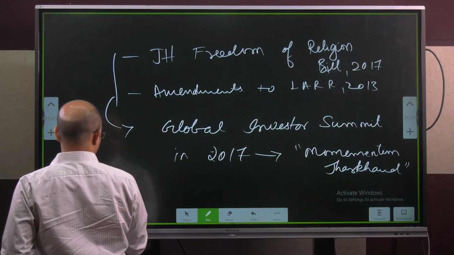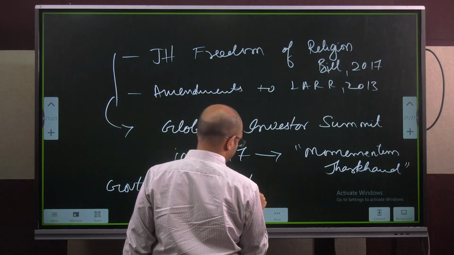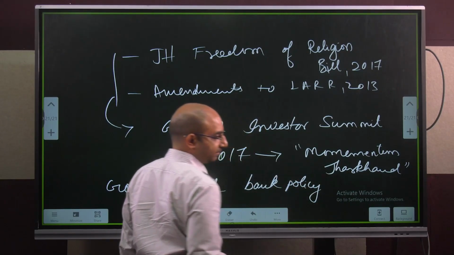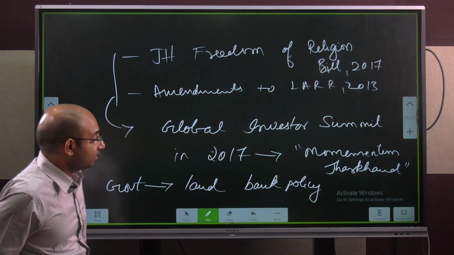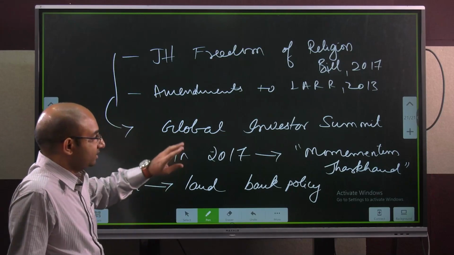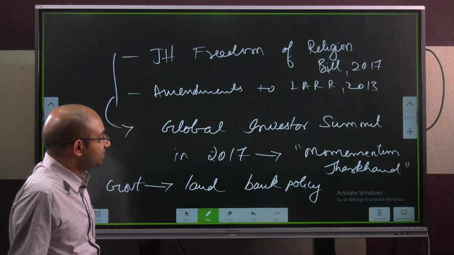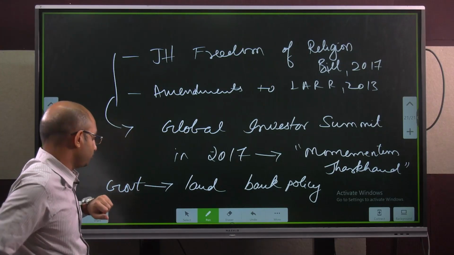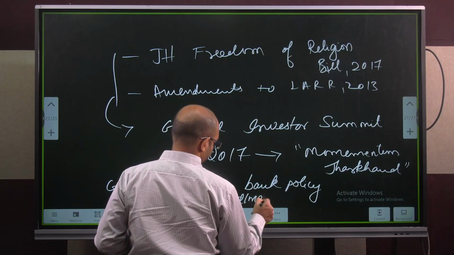As part of this, the government started a land bank policy. They wanted to create a land bank for industries to get land easily. And to get this land easily, they began to dilute the tribal laws, like the Santal Parganas Act and the Chota Nagpur Tenancy Acts. These two tenancy acts were diluted so that land can be easily diverted from tribal people for development projects. Land bank policy for development projects. This was done.